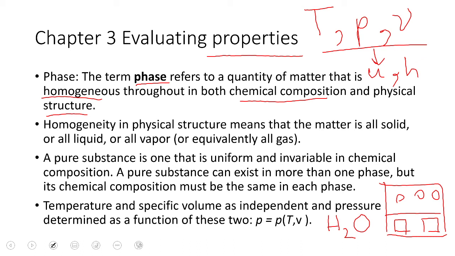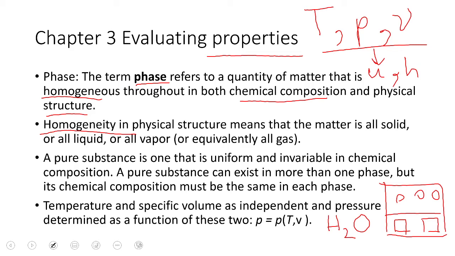Next thing is, homogeneity in physical structure means that the matter is all solid or all liquid or all vapor. So this container that I have drawn is not homogeneous because it has all three states of matter. It has solid, it has liquid, it has gas. However, a container only having one of the states would be regarded as homogeneous, that it would have the same physical structure throughout.